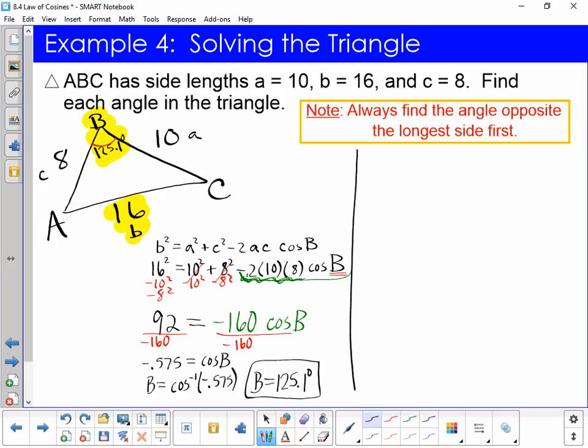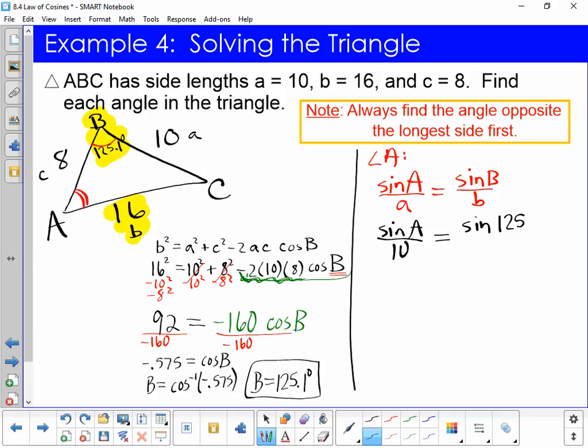So let's see, I'm going to find, and it doesn't really matter, you could find either angle A or angle C. I'm just going to choose to find angle A. So to find angle A, if I set up a law of sines, I will put sine A over A is equal to, and the ones I know that can help me are the B's, sine B over B. So if I fill in the values I know, side A is 10. Angle B we just calculated as 125.1, and side B is length 16.